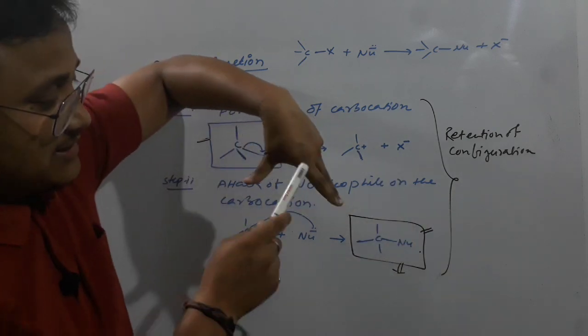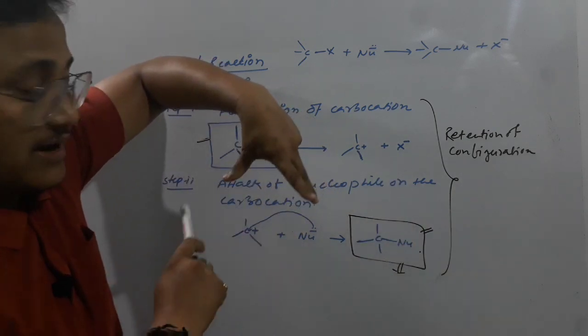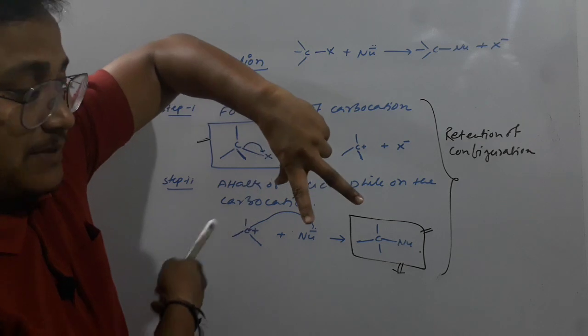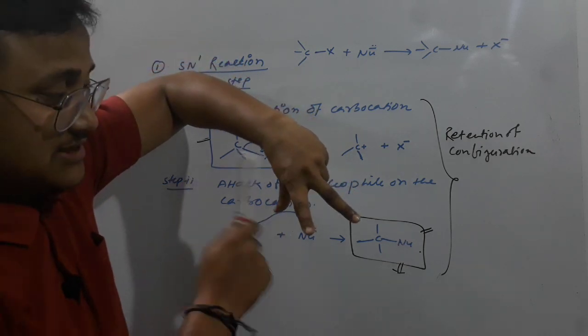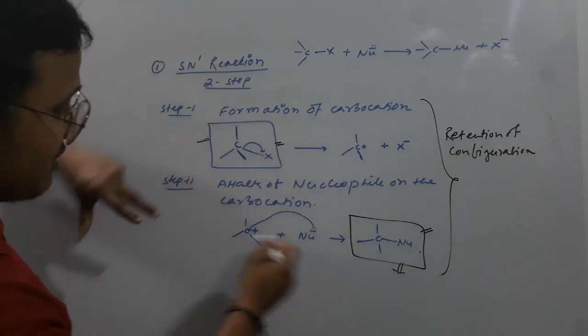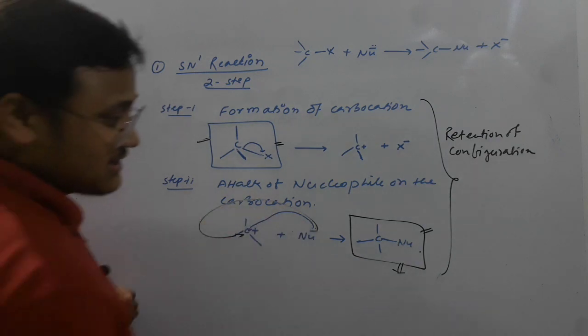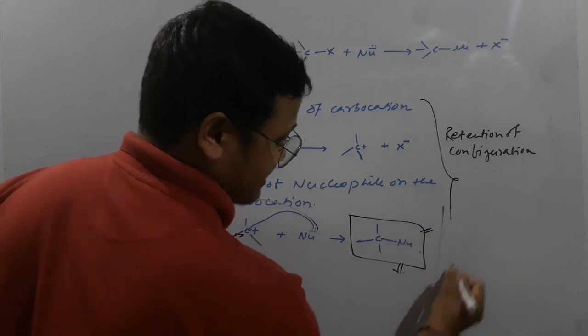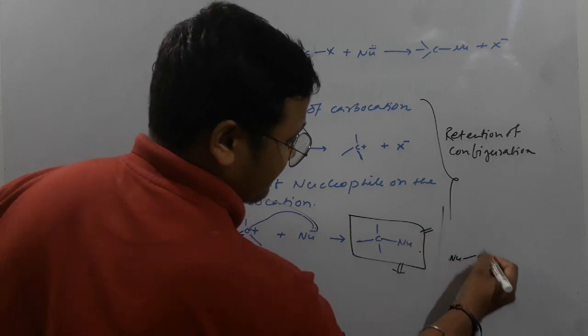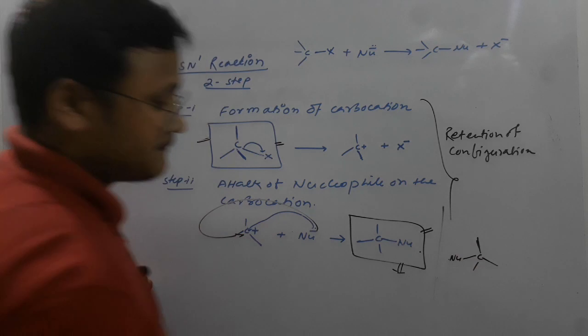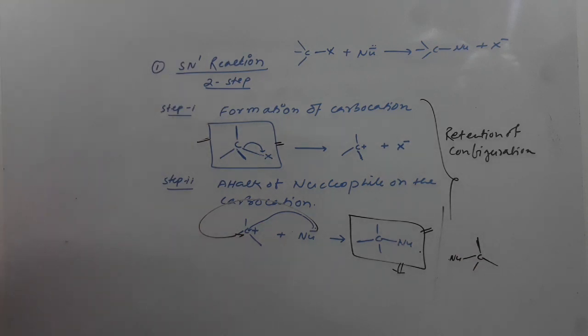But look at it, this side is also vacant, right? Because this is completely backward and this is completely frontward. So once this side is vacant, the nucleophile can also come and attack from the other side. And once it attacks from the other side, the nucleophile will be joining at this side. Clear? At this side. So this happens here.